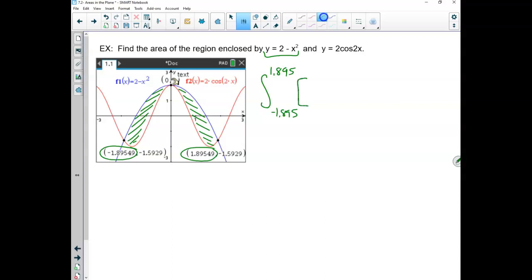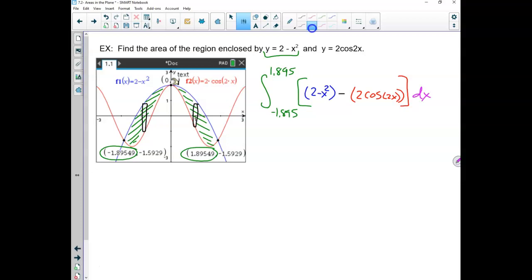1.895 of my function. Now notice, when I draw my rectangles in here, no matter where I draw my rectangles, my heights are always on there. That second one's pretty bad. But remember, it's going to be my upper curve, which the blue one is on top, so I'm going to be 2 minus x squared minus my other one is going to be 2 cosine 2x, and then I'm going to call that dx, just to give it a rainbow of colors. Okay, that's one way to do that. I can type that straight into my calculator.